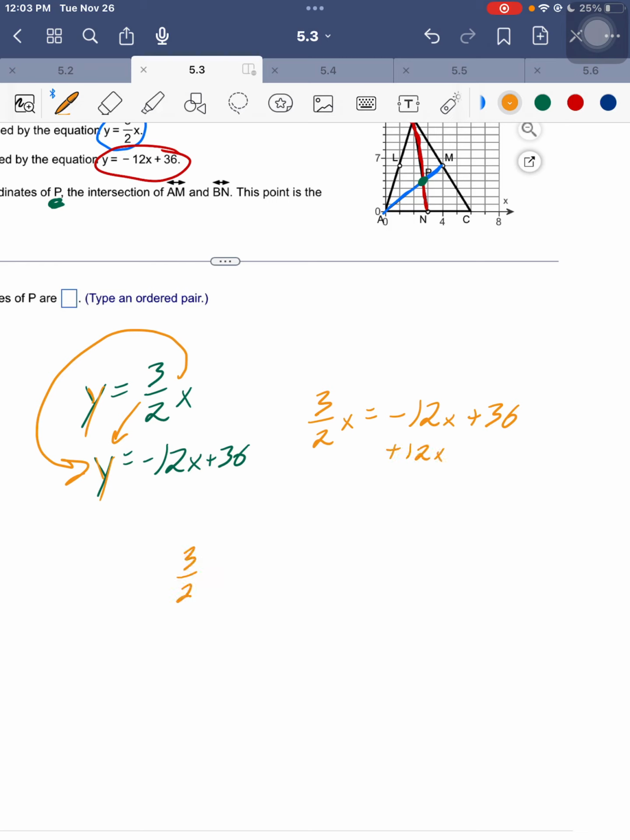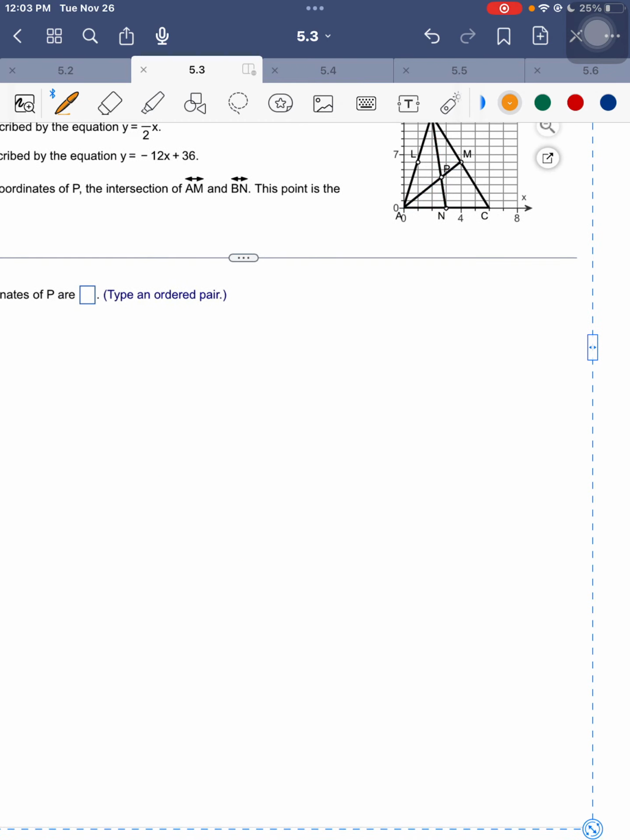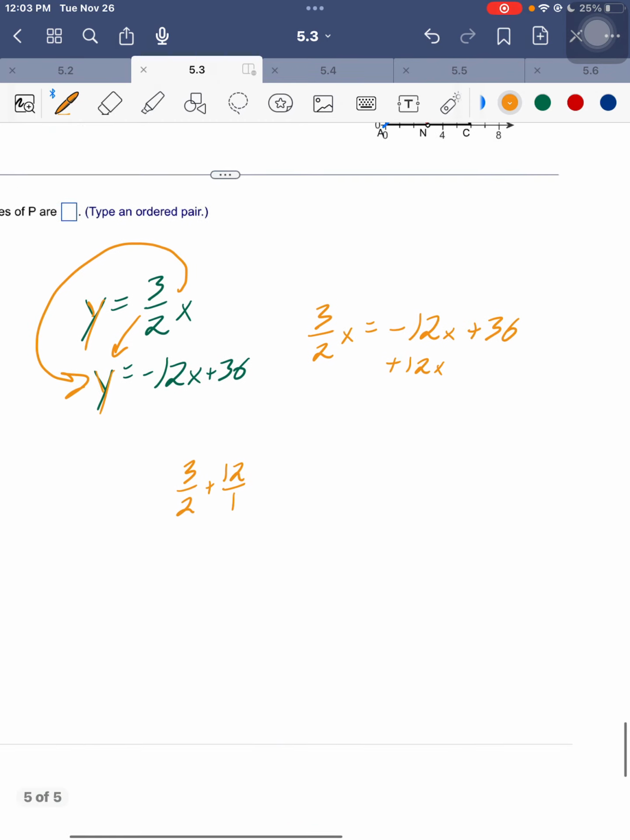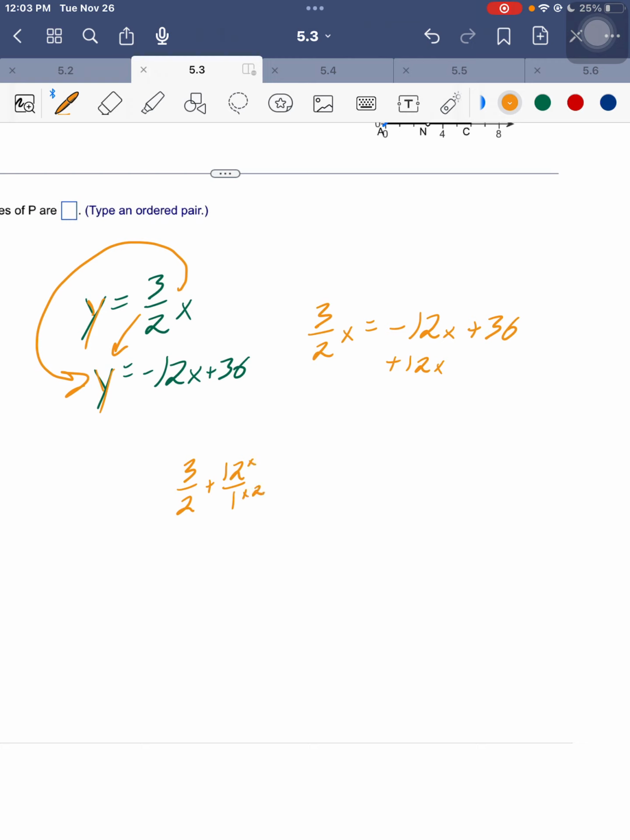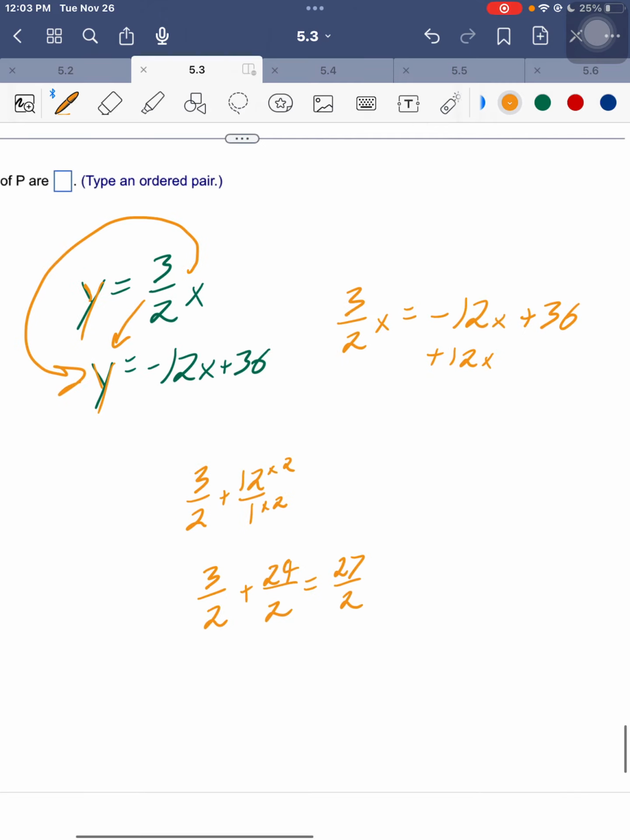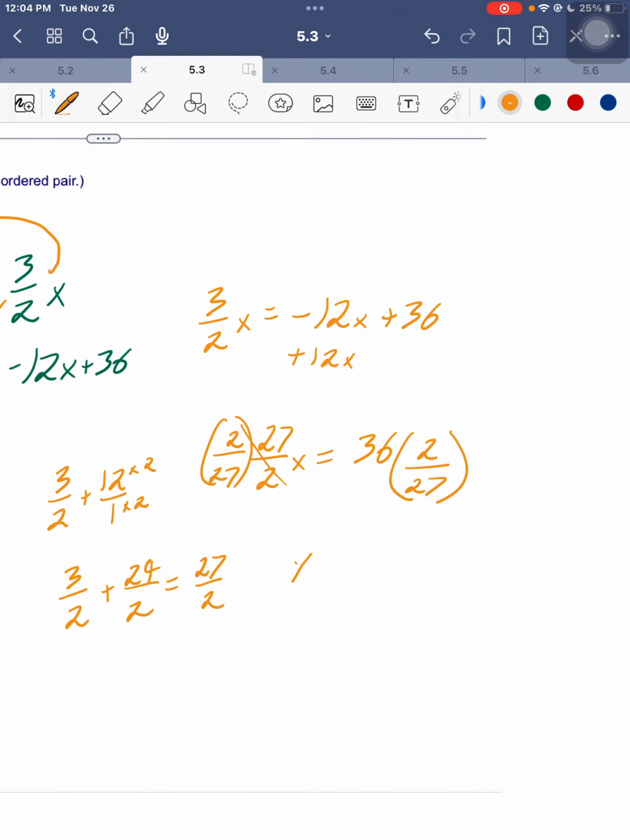So I'm going to add 12x to this side. So 3 over 2 plus 12 over 1. I'm going to multiply everything by 2 to get the same denominator. So 3 over 2 plus 24 over 2. That's going to give me 27 over 2. So I'm going to have 27 over 2x equals 36. Now instead of dividing, I'm going to multiply by the reciprocal, 2 over 27. I'm going to multiply by 2 over 27.